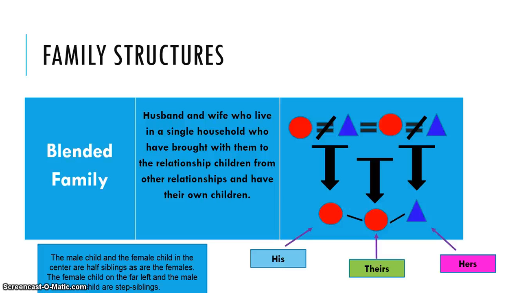Now, if we talk about sibling relationship here, the male child and the female child in the center are half siblings, as are the females, because they share half of their DNA. The female child on the far left and the male child are step siblings. They do not share DNA, but rather may reside in the same household off and on or 100% of the time because their parents have married.